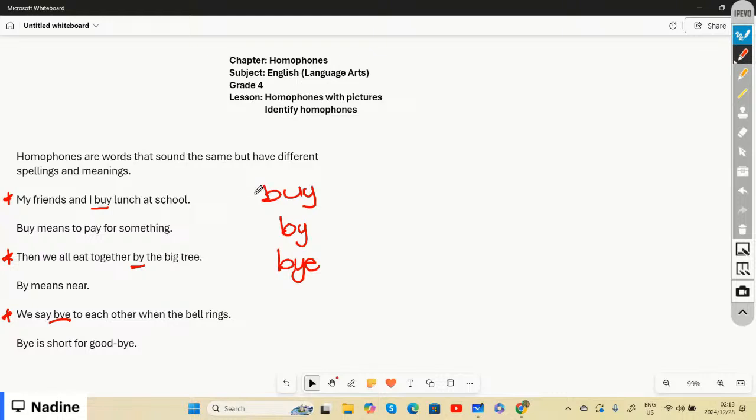And if you look at all three of these words, buy, by, and bye, those are homophones, right? And why do we say that they are homophones? It's because they sound the same. But now, if you look at the spelling of these words, it is different, because the first word is buy, right? That is to buy something or pay for something. Then we have by, which is near, and then we have bye, which is short for saying goodbye. So the spelling of those words is different, as well as the meaning of the words.